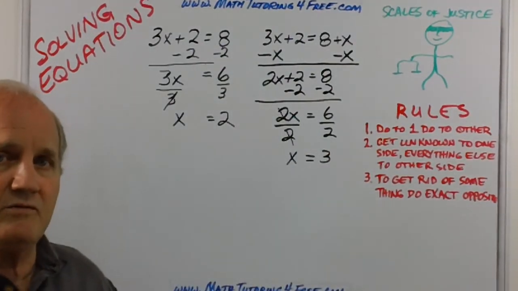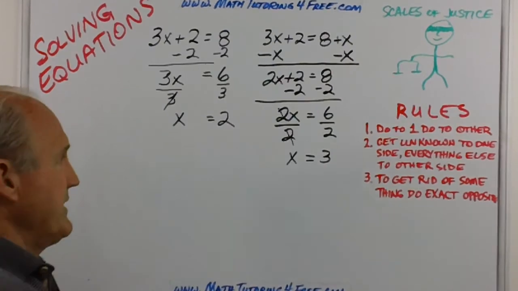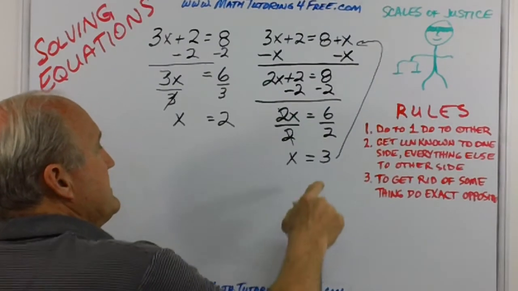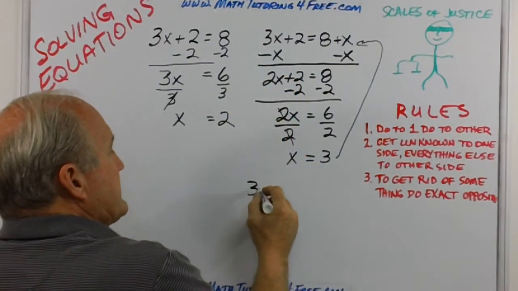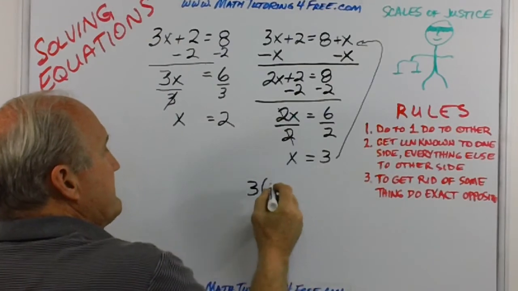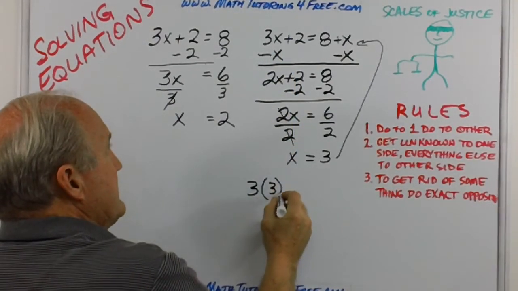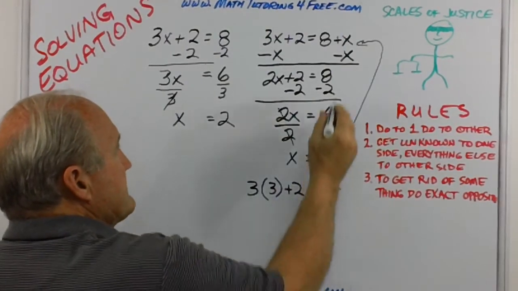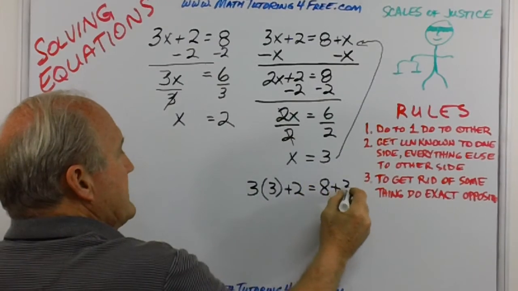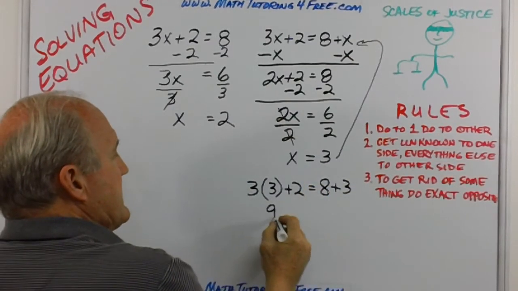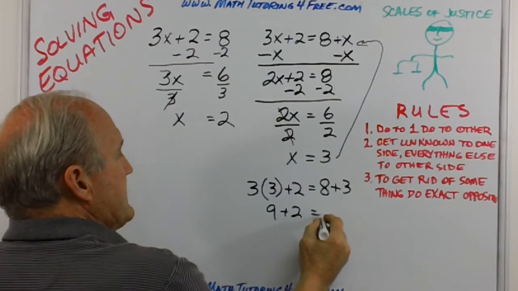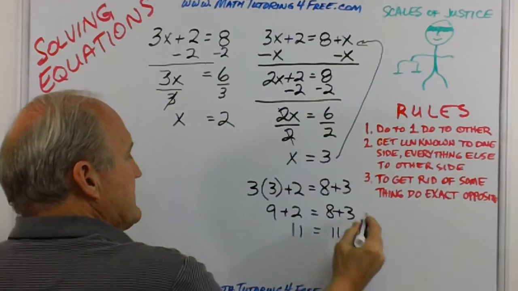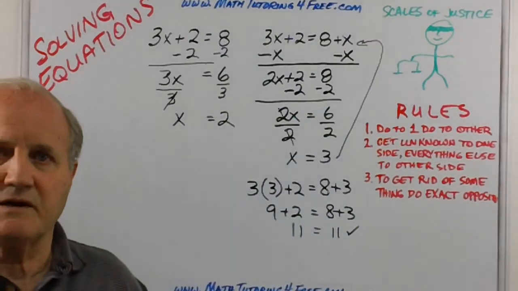One thing I'd like you to always do, though, you get an answer, put it right back into the original equation and see if it checks. So if I say 3x, that means I'm substituting 3 in place of x, so that's 3 times 3 plus 2. Is that equal to 8 plus x? And x in this case is 3. 3 times 3 is 9. 9 plus 2, does that equal 8 plus 3? Yes, it is, because they're both equal to 11. So we've checked it. We know we've done our work correctly.